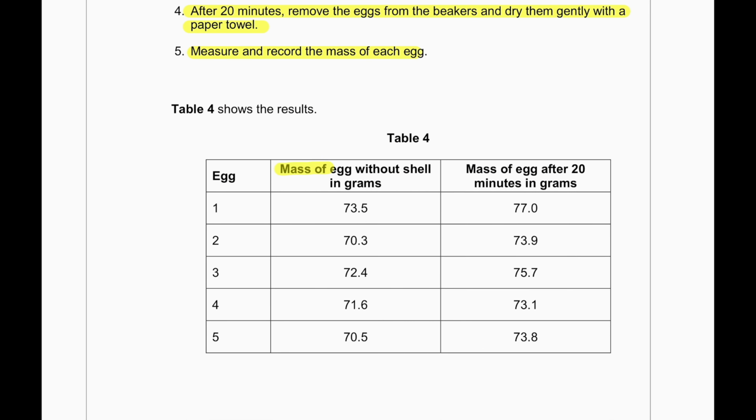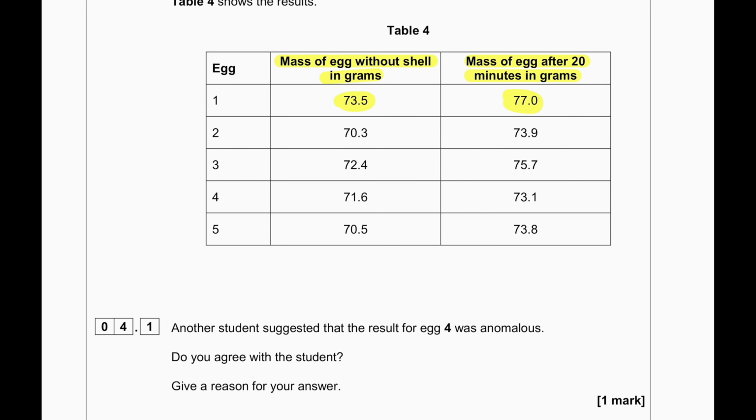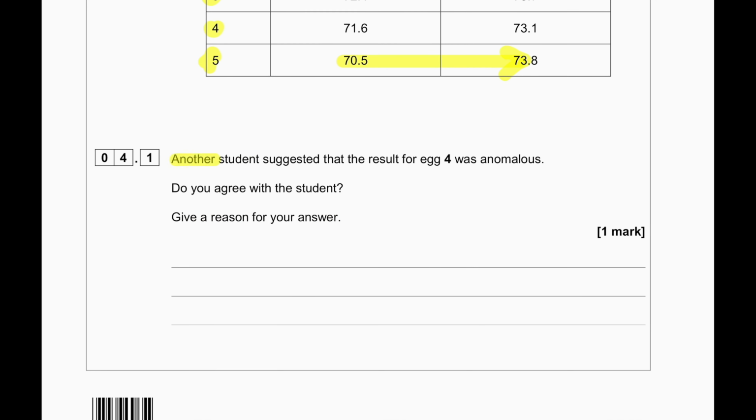So we can see the mass of egg without the shell in grams is 73.5 and the mass of egg after 20 minutes in grams is 77. And then we can see this happening for eggs 1, 2, 3, 4, 5. In every case we can see the mass has increased. Another student suggested that the result for egg 4 was anomalous. Do you agree with the student? And we have to give a reason for our answer.